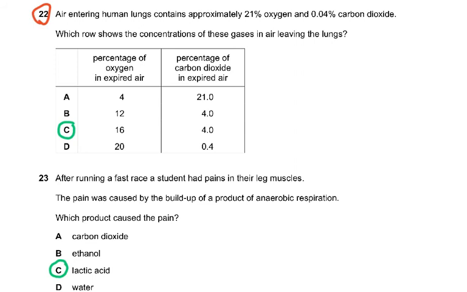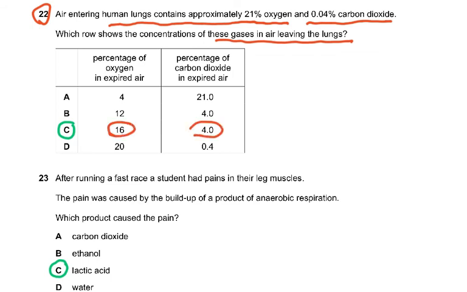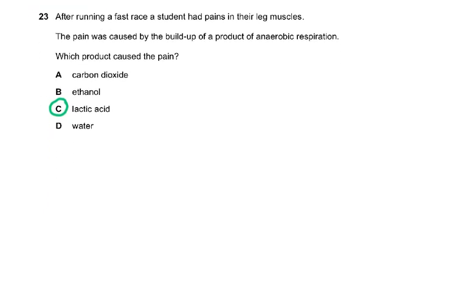Question 22. Air entering human lungs contains approximately 21% oxygen and 0.04% carbon dioxide. Which row shows the concentration of these gases in air leaving the lungs? So you had to know which is leaving the lungs. When it's leaving the lungs, the percentage of oxygen in expired air would be 16% and carbon dioxide would be 4%. This is something factual, you know this.